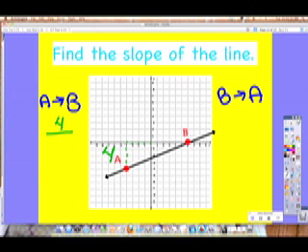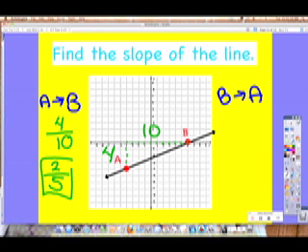My A to B people, did anyone do anything else? Charles, what'd you do? Yes, Charles! A to B people, how many of you did the same thing as Charles? Simplified to 2 over 5? Okay, B to A people.